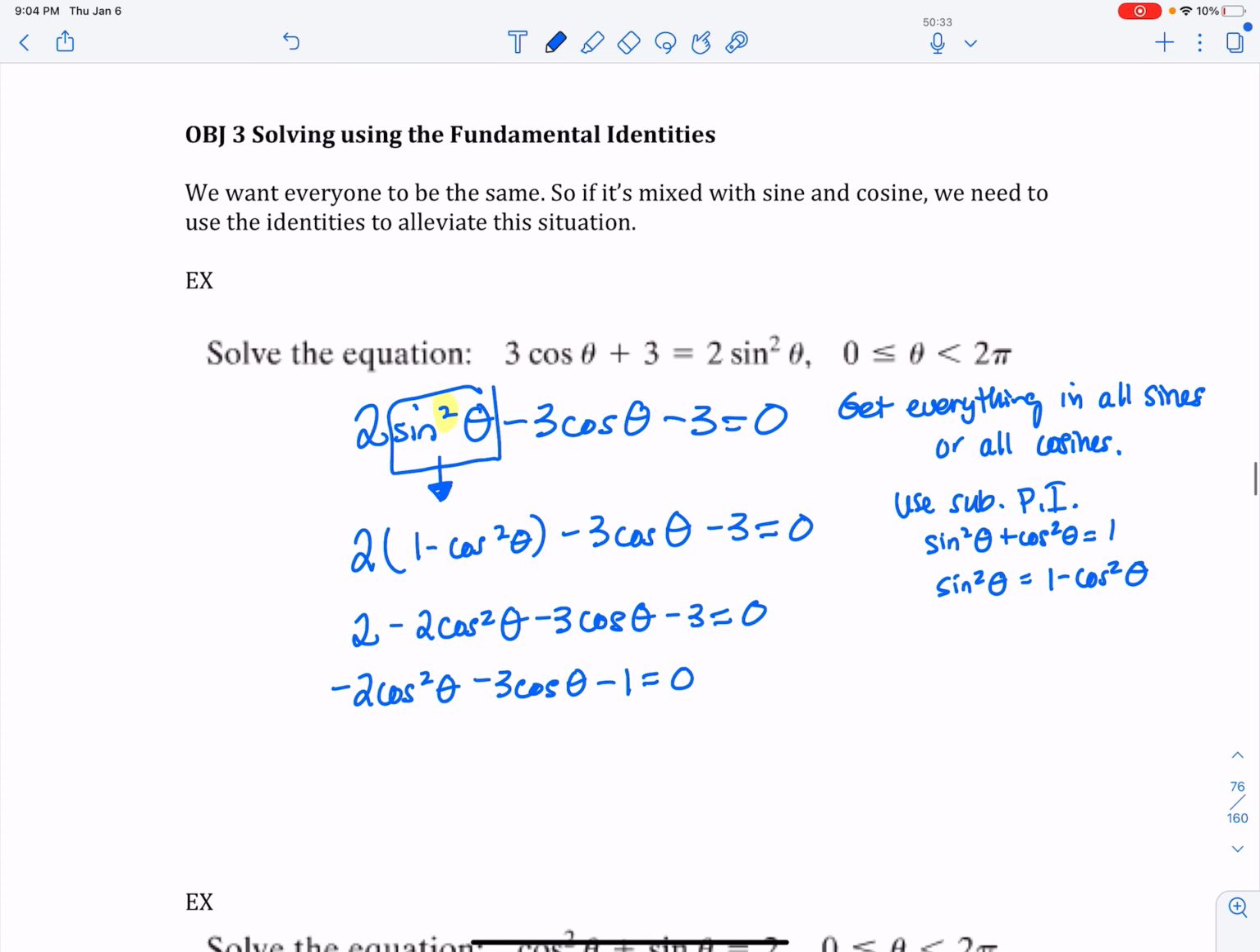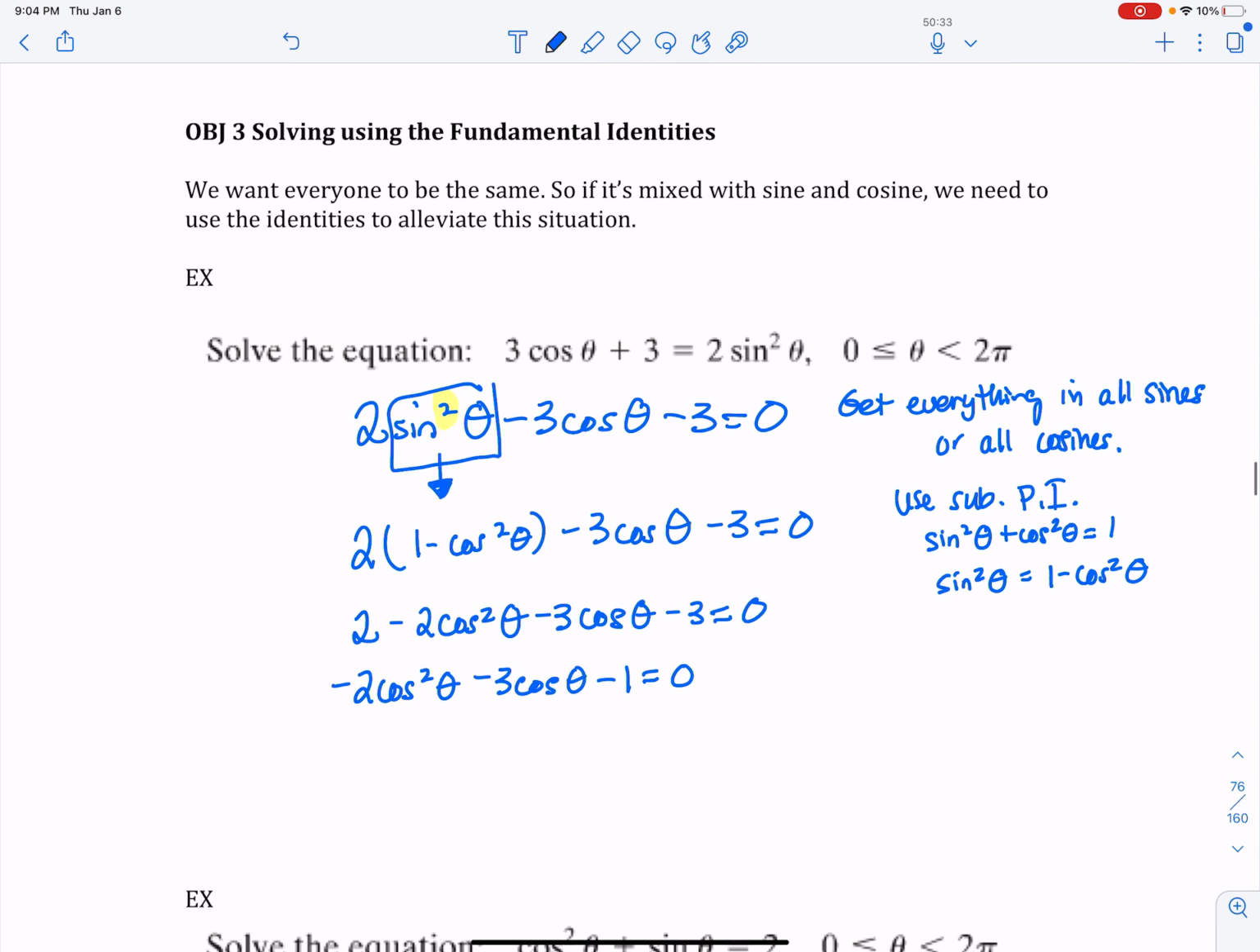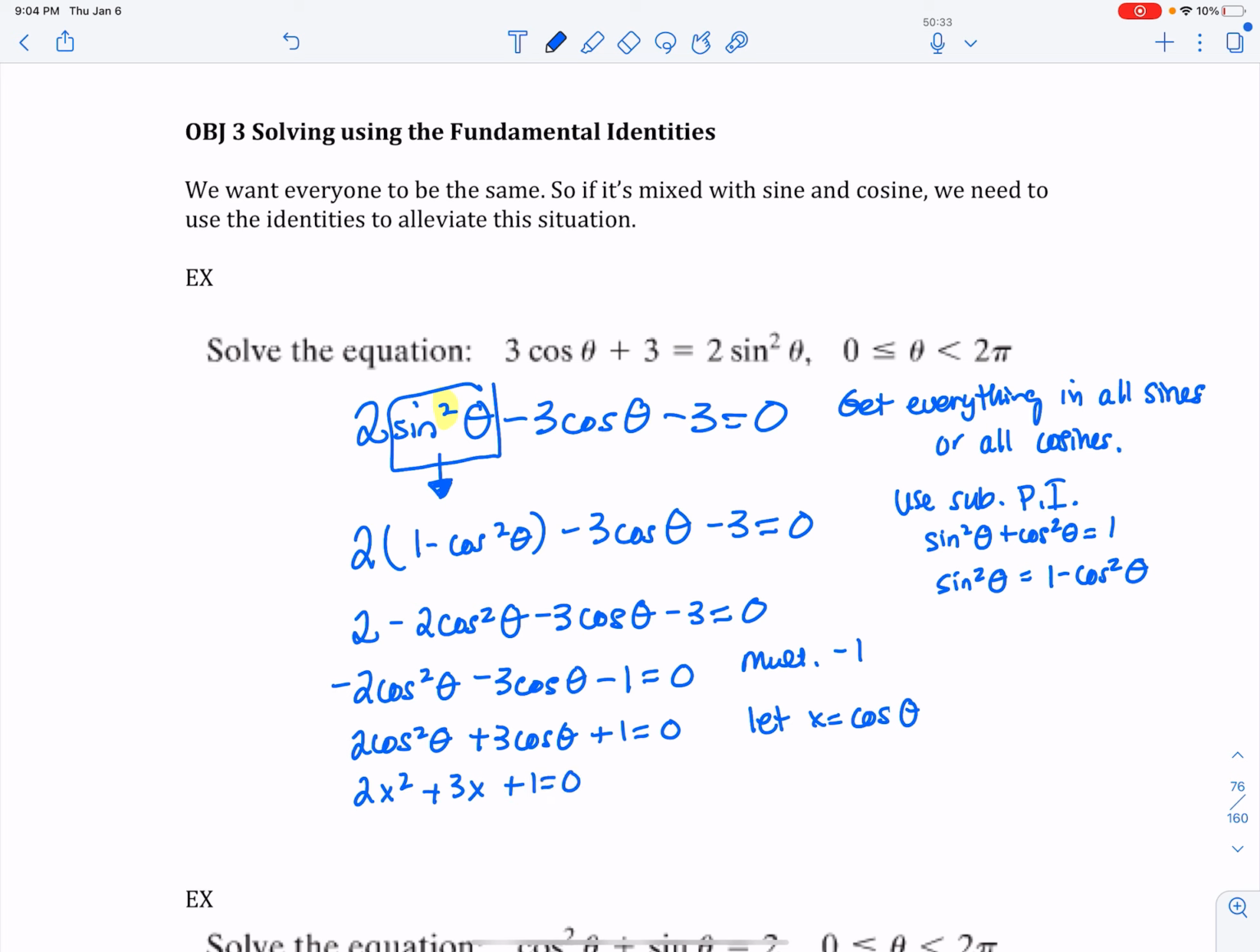At this point, remember, if you want to use the AC method or whatever you want to use, you should have that leading term in front of the squared value being positive. So if I multiply by negative 1, I get 2 cosine squared theta plus 3 cosine theta plus 1 equals 0. Now, let's let x equal cosine theta, excuse me. So I'm going to write that up a little bit nicer. So now I have 2x squared plus 3x plus 1 equals 0.